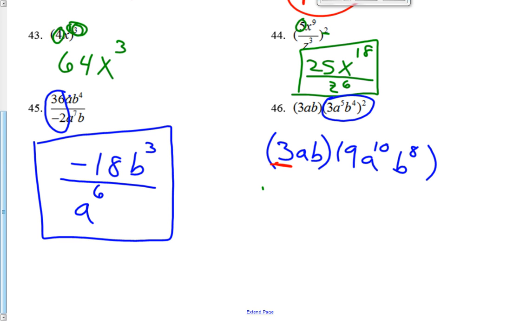So we'll take coefficient times coefficient. 3 times 9 is 27, and add exponents. A to the first and a to the 10th make a to the 11th. B to the first, b to the 8th make b to the 9th.